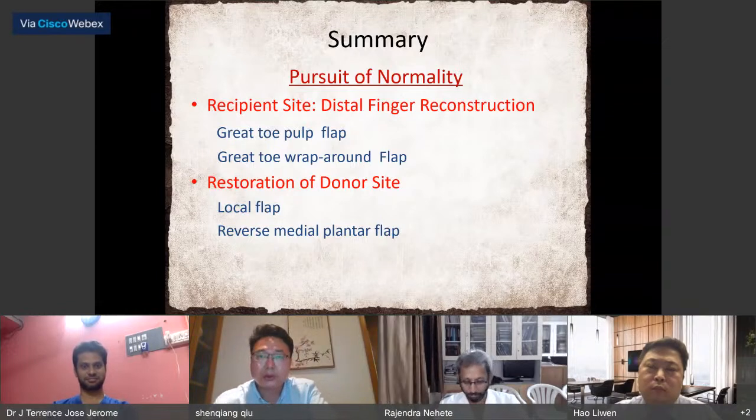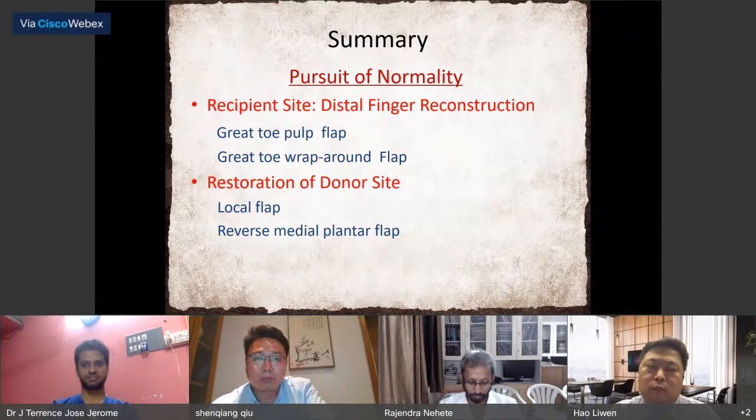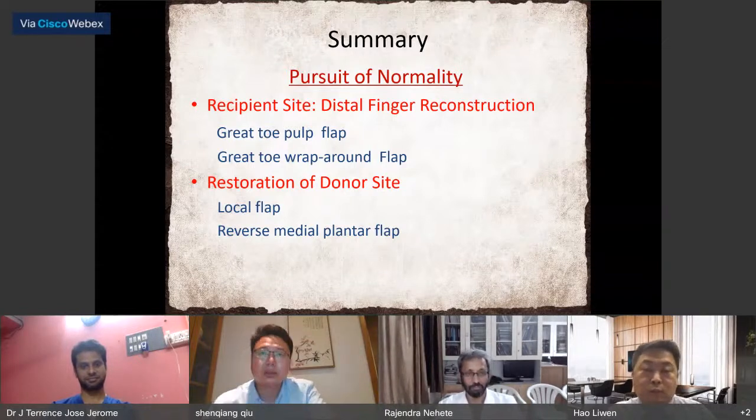So our pursuit is novelty. At the recipient site, we harvest a second toe flap or reverse flap to reconstruct the distal finger, and at the donor site, a local flap or reverse middle plantar flap was harvested to cover the donor site. Thank you.